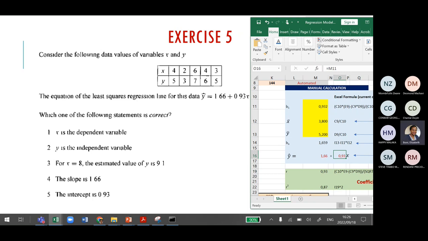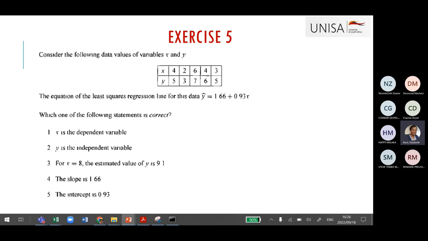Which one of the following statements is incorrect? But before we answer that question, I just want to also advise you to write the equation, so that if they refer to things in the options, you should be able to know what you're talking about. The intercept and the slope. Okay, so let's answer the question.